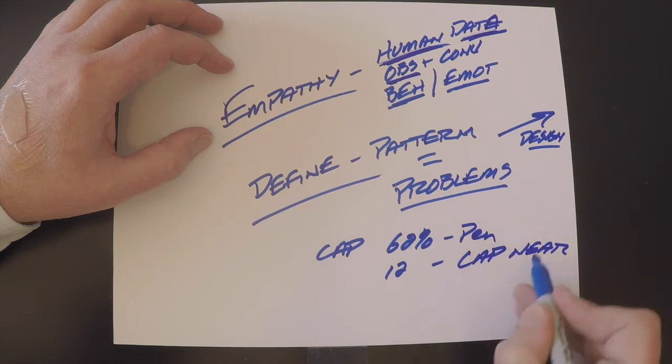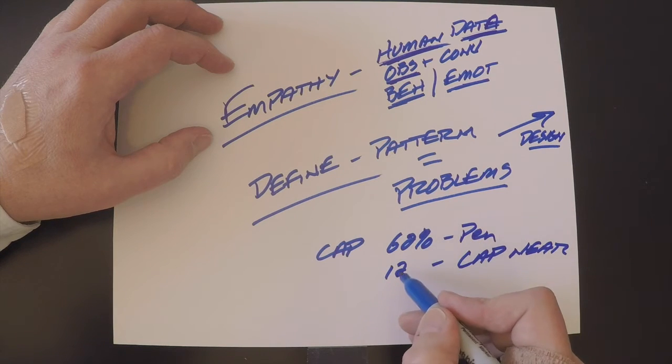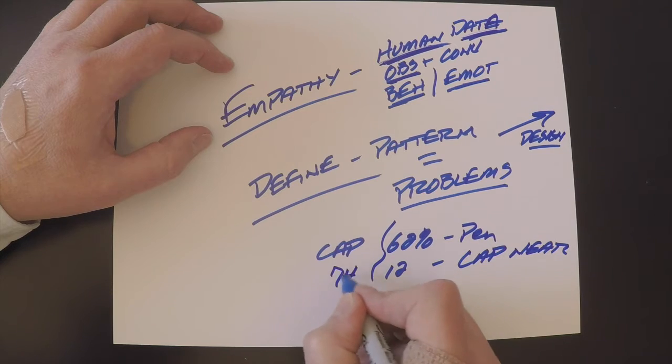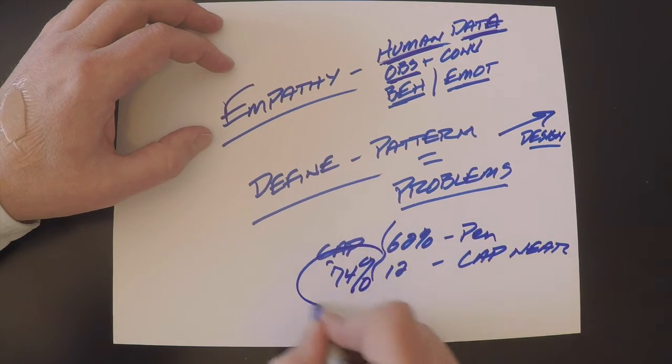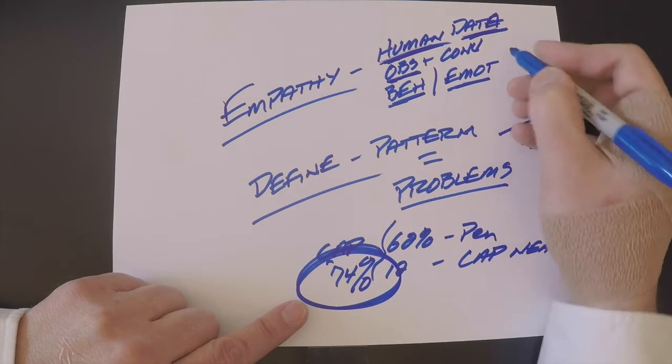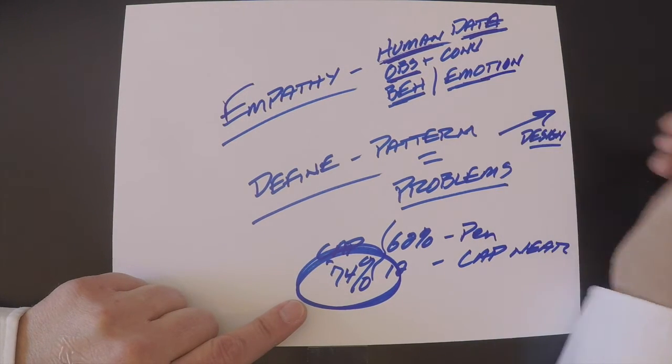But since this is such a large number here, which is 62 and 12 is 74, that's 74% of users keep the cap nearby. So what are we going to do with that number? We're going to say, well, there's a pattern in behavior. Now let's go ask them what's their emotional reason for that.